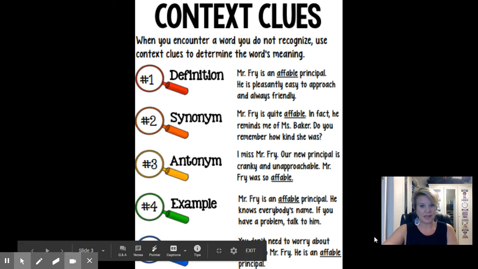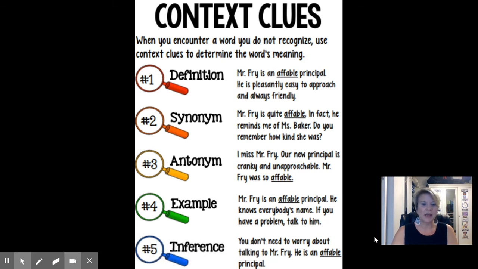And then another way, sorry, that keeps popping up on the bottom of my screen. I'll wait till it goes away. Okay, another way is inferencing. So inferencing is using what you already know and what the text knows to form an opinion or an idea.